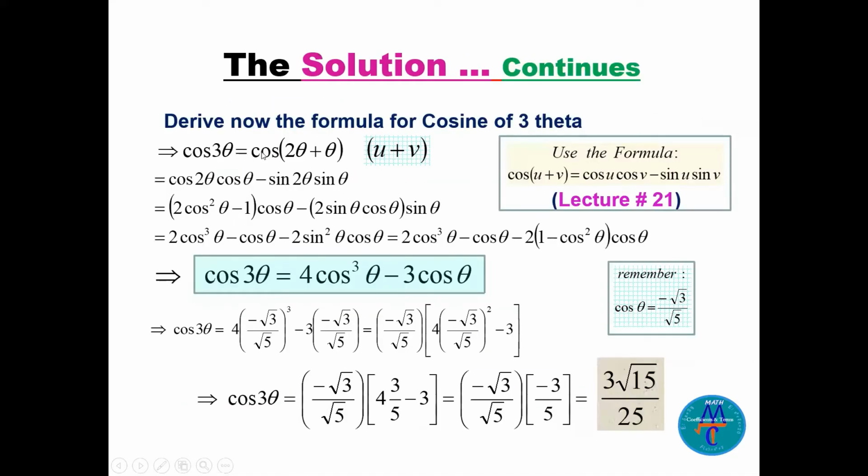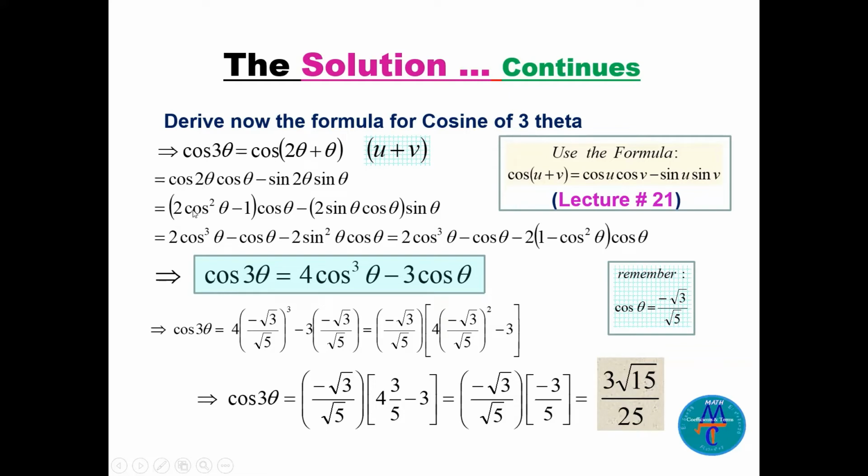Cosine 3 theta, we can write it as cosine of 2 theta plus theta. Then I remember the formula for u plus v, and the formula is from lecture number 21 in the pre-calculus course. Cosine of u plus v will be cosine of u cosine of v minus sine of u sine of v. So I will apply that here: cosine of 2 theta cosine of theta minus sine of 2 theta sine of theta. Then I start to simplify more and more.